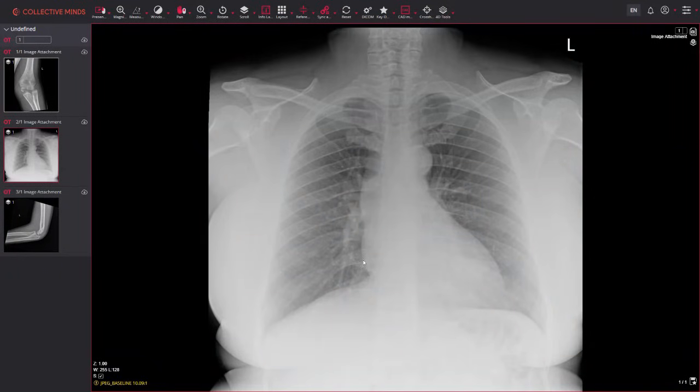Heart size. So as a rule of thumb, on a PA X-ray, the heart should be half the width of the widest point of the thorax. So it's called the cardiothoracic ratio. It should be 0.5 or 50%. If it's above 50%, then it's enlarged. To be honest, if it's 51, 52, I'll just say it's upper limits of normal because it's not exact. But if it was 57%, it's definitely enlarged.